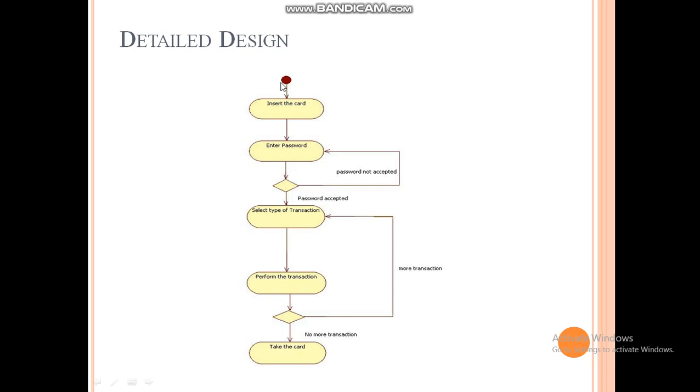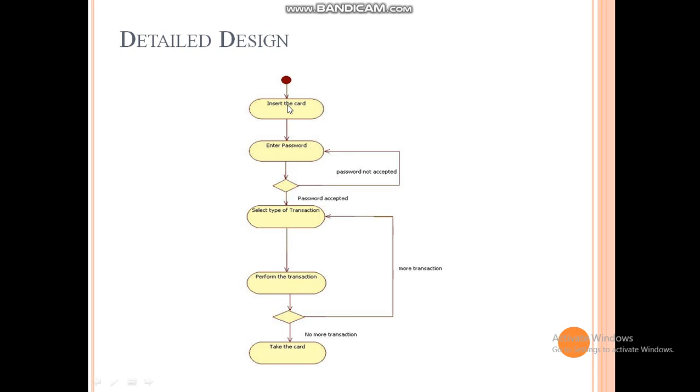So this circle is used to show how to start the event. That means it is the starting event. So it is the example for the ATM system.